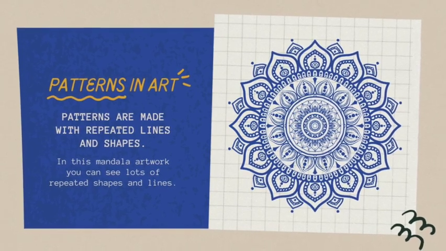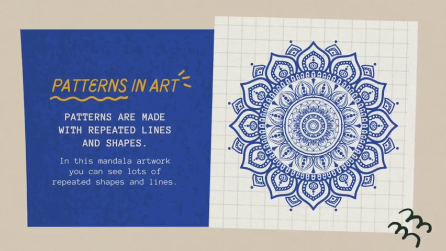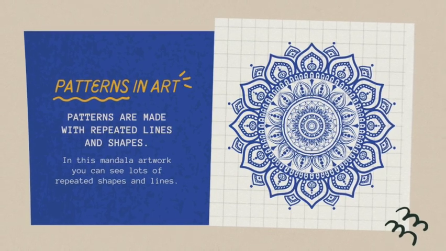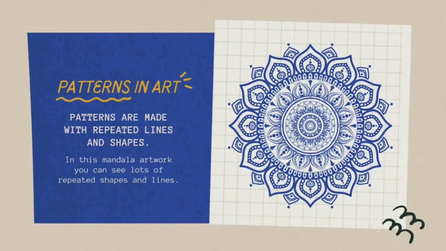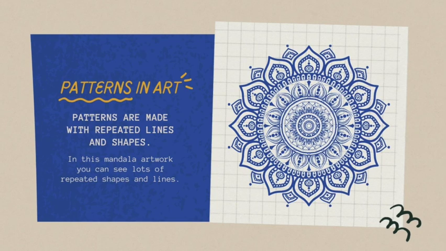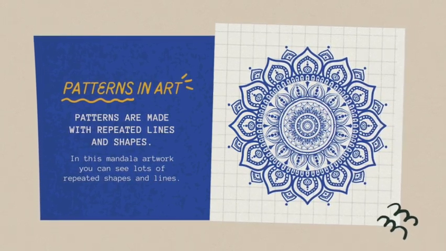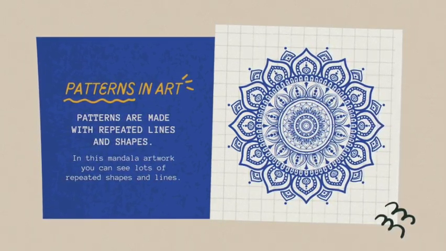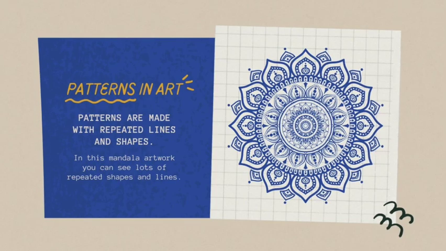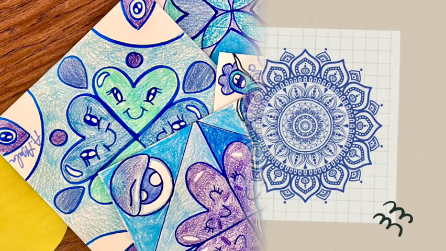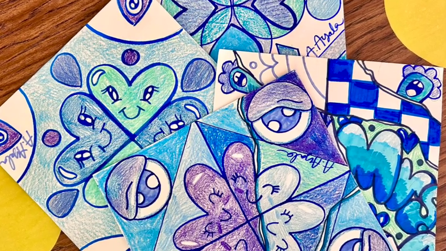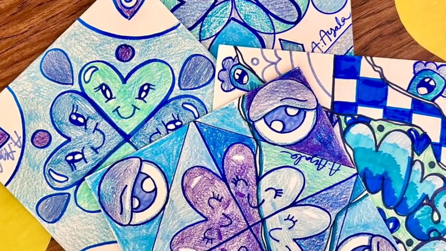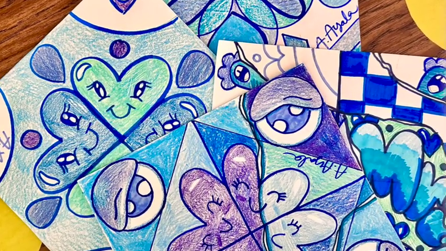Patterns are made with repeating lines and shapes. If you look at this artwork, you will see that the lines and shapes are all radiating from a center point, and the pattern repeats all the way around the center point. We will practice making patterns around a center point in our artwork today too.